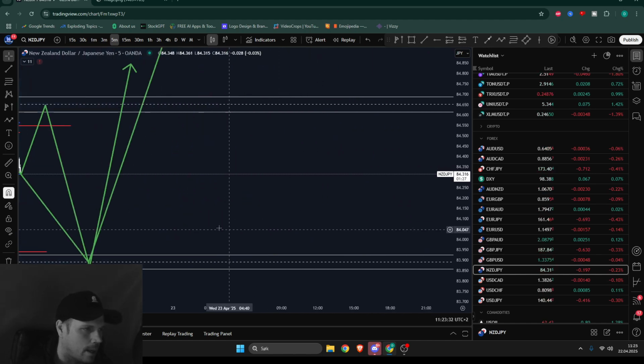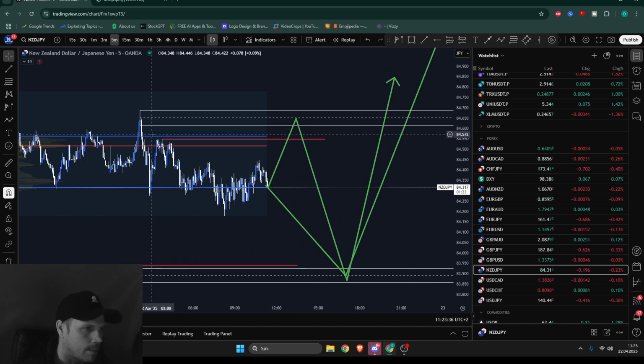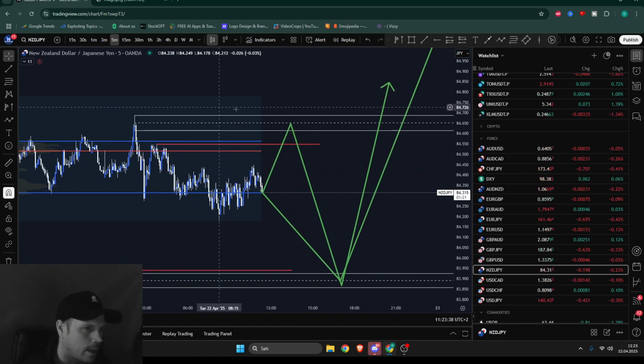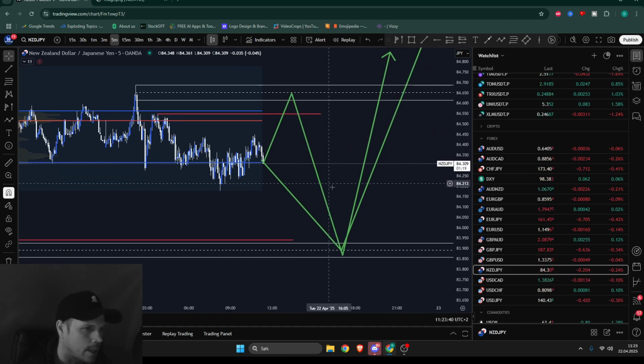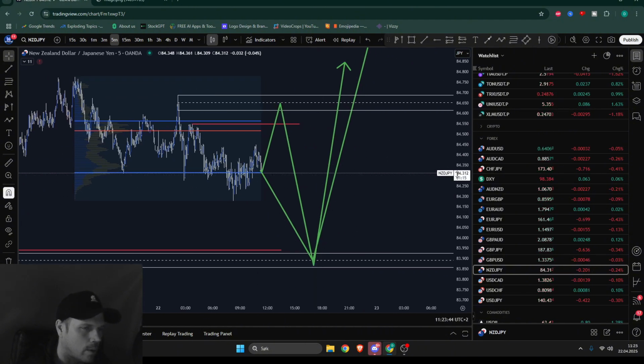But that's basically the entry model. It's pretty simple, only attacking liquidity, and the places we're looking for are basically where the big boys would likely put their orders as well.